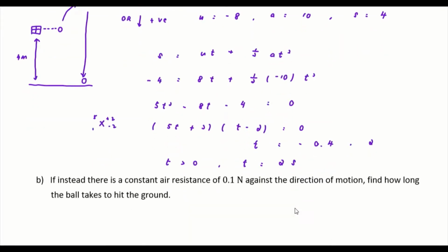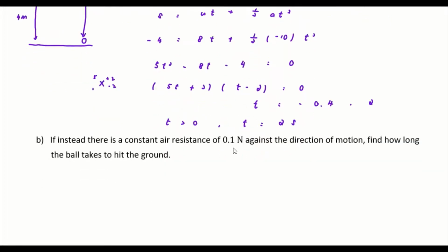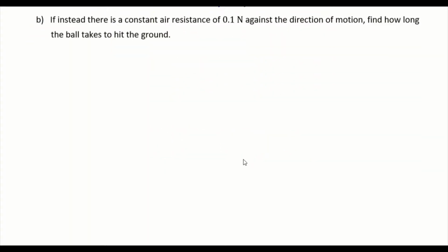Okay, so now part B, if instead there is a constant air resistance of 0.1 against the direction of the motion, find how long the ball takes to hit the ground. So now we might need to draw a new diagram here. It's the same thing, so we have the window. Sorry, for this one you might need to cut your section into halfway because I'm scared that the space is a bit small. So that's why I try to save some space over here.